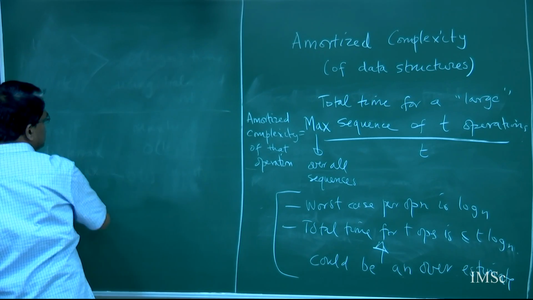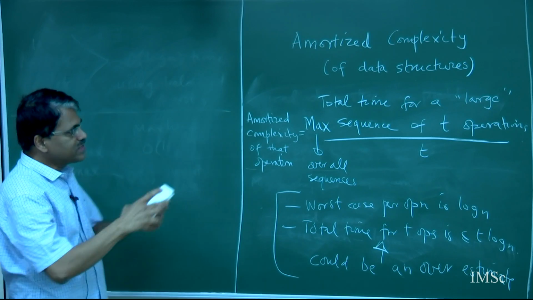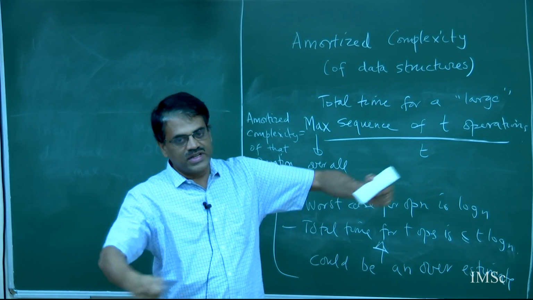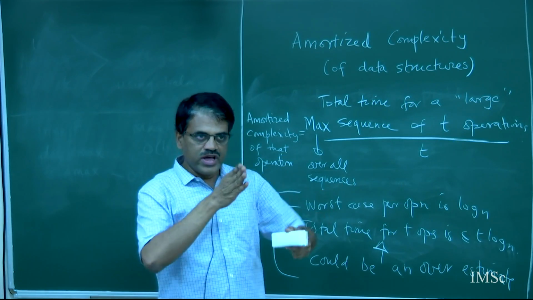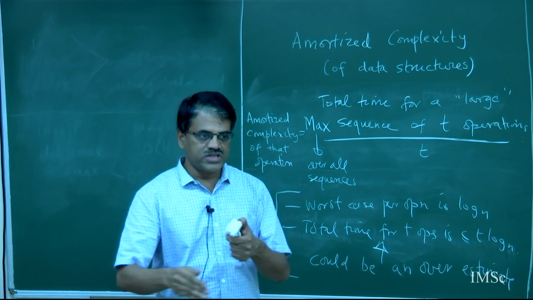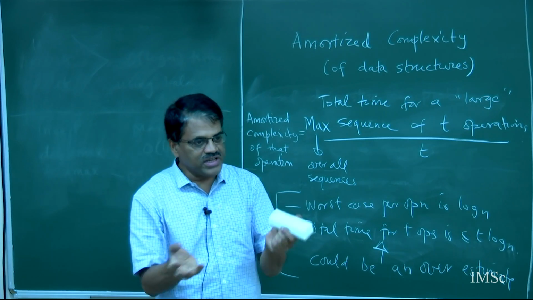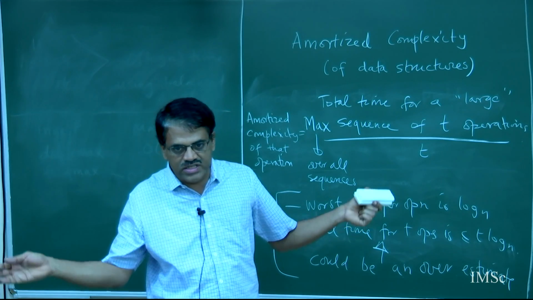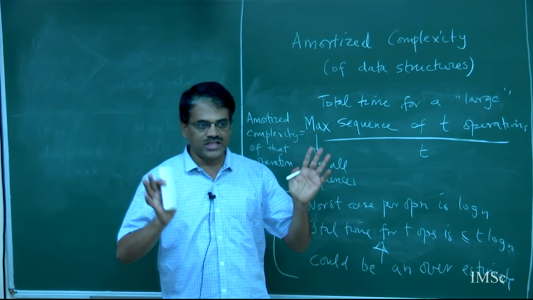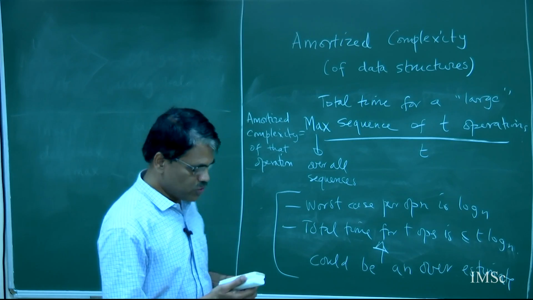So the challenge is to actually capture this dependency between these operations. I am interested in a sequence of operations. Here is a worst case operation that somehow makes a lot of other operations cheap. How do I capture that very carefully and get a better estimate than simply saying T log n? That's the challenge, and that's what makes it harder.